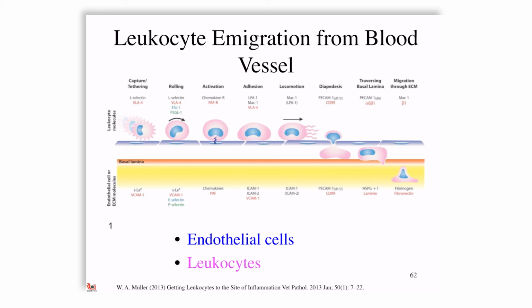The activation of chemokines, ending with adhesion and amoeboid locomotion, are followed by diapedesis. The cells then traverse the basal lamina, which is an outer layer of the blood vessel. So I mentioned the endothelial cells, but there's a little bit more to the blood vessel than just endothelial cells. And then they eventually migrate through the extracellular matrix in a manner driven by fibronectin.